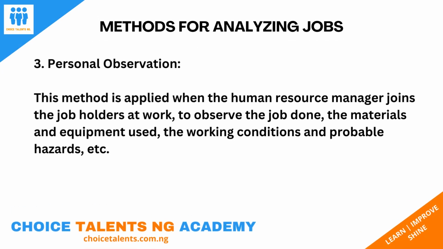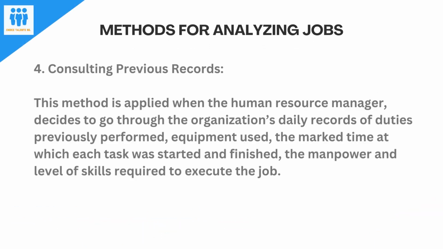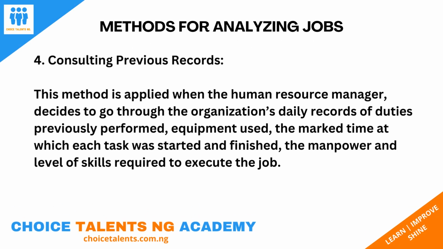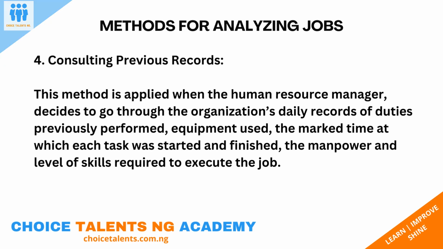3. Personal observation. This method is applied when the human resource manager joins the job holders at work, to observe the job done, the materials and equipment used, the working conditions and probable hazards, etc. 4. Consulting previous records. This method is applied when the human resource manager decides to go through the organization's daily records of duties previously performed, equipment used, the marked time at which each task was started and finished, the manpower and level of skills required to execute the job.